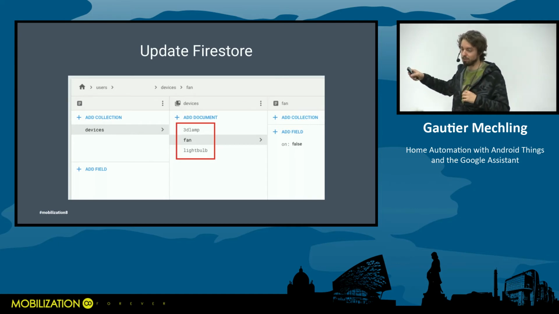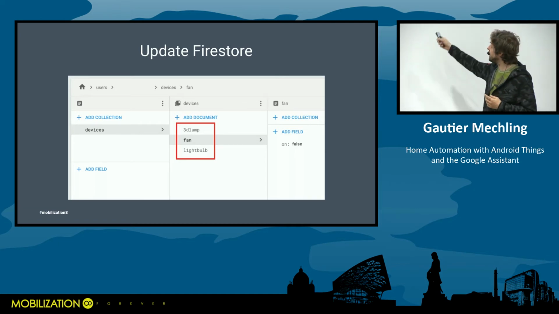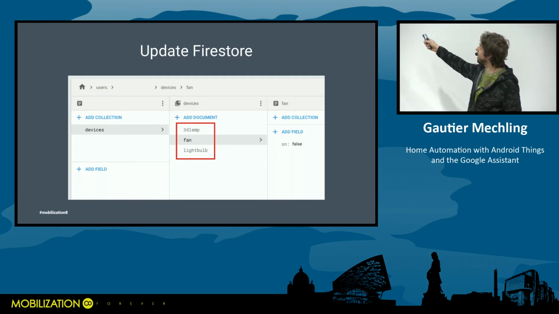So to make a fan compatible with our home automation device, we just have to create a Firebase document. So we have created a light bulb. Now we can create a fan, which will be on or off, and a 3D lamp.